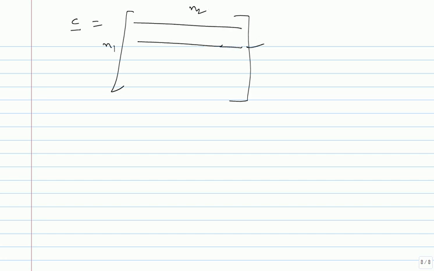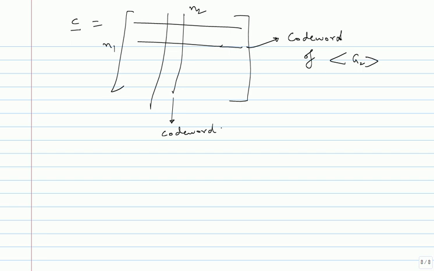So that's the important observation. In C, which is actually an N1 by N2 matrix, every row is a code word of G2 and every column is a code word of G1. That's how the matrix multiplication worked out. So now think about it. Can we bound the minimum distance based on the minimum distance of these codes? Actually the bound is D1 D2. How do you get that D1 D2?